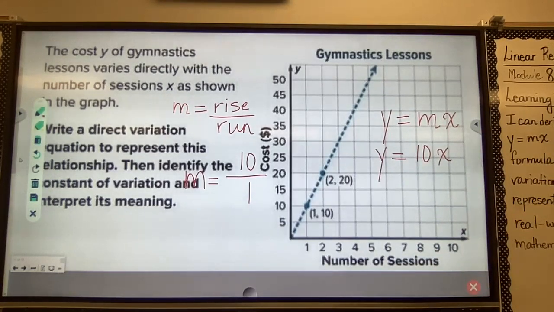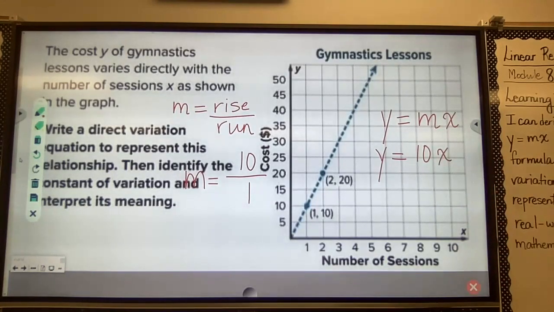And the direct variation equation is y is equal to 10x. And then you're going to find the constant of variation and interpret its meaning. The constant of variation is equal to the slope of the graph. So the constant of variation is also 10.